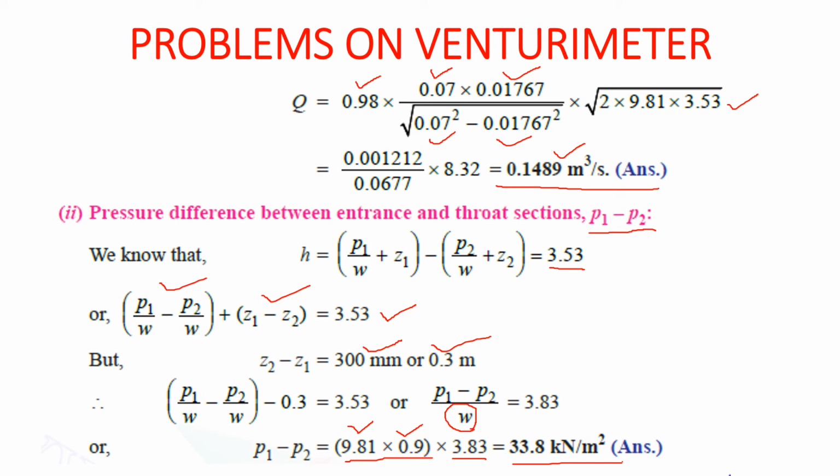We know that the formula for specific gravity of oil is equal to specific weight of fluid divided by specific weight of standard fluid. So therefore specific weight of the oil will be equal to specific weight of standard fluid, which is of water, that is 9.81 kilonewton per meter cube, into specific gravity. So therefore 9.81 into 0.9. So the value which we get of pressure difference is 33.8 kilonewton per meter square.